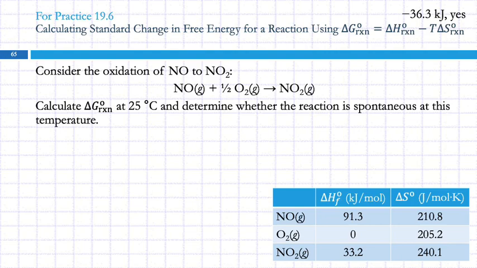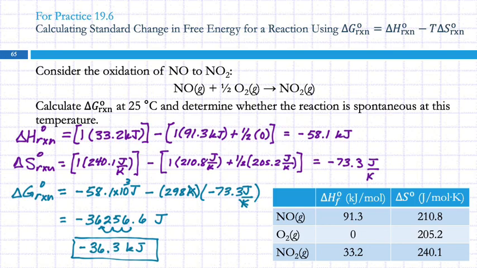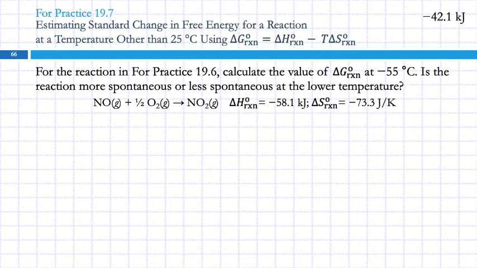Oh, we forgot the question. Determine whether the reaction is spontaneous at this temperature. Okay, now we've seen the answer. How do we determine if it's spontaneous? If delta G is negative, it's spontaneous. If delta G is positive, it is not spontaneous. So delta G is negative, so this is spontaneous. This will happen without interference.